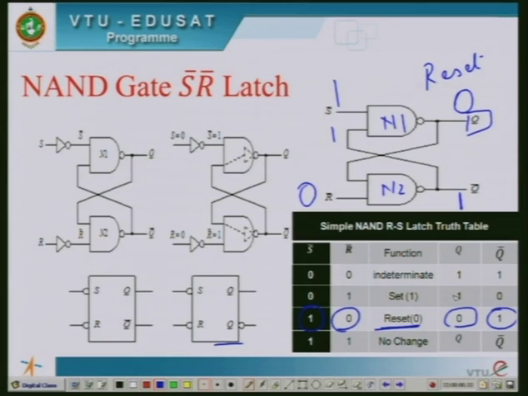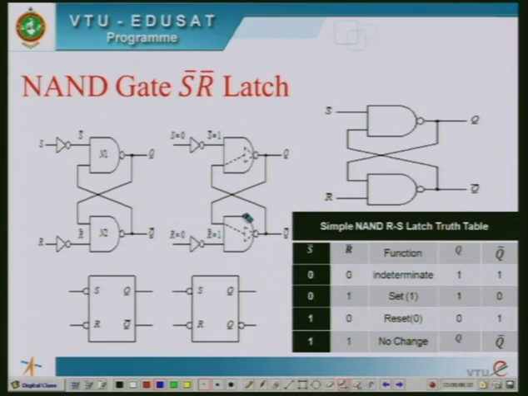In the set state, the latch is storing a 1. And finally, now the last condition is when both are 1. That means S bar is also high, R bar is also high.